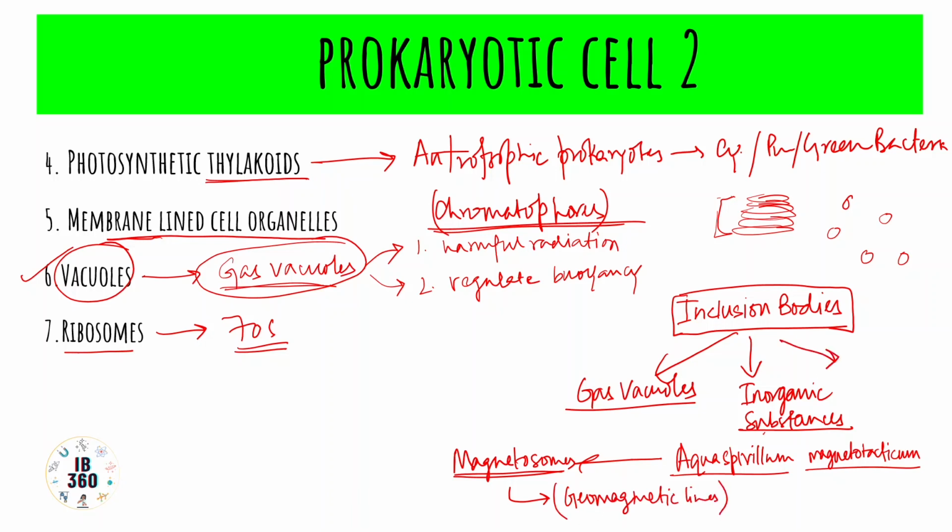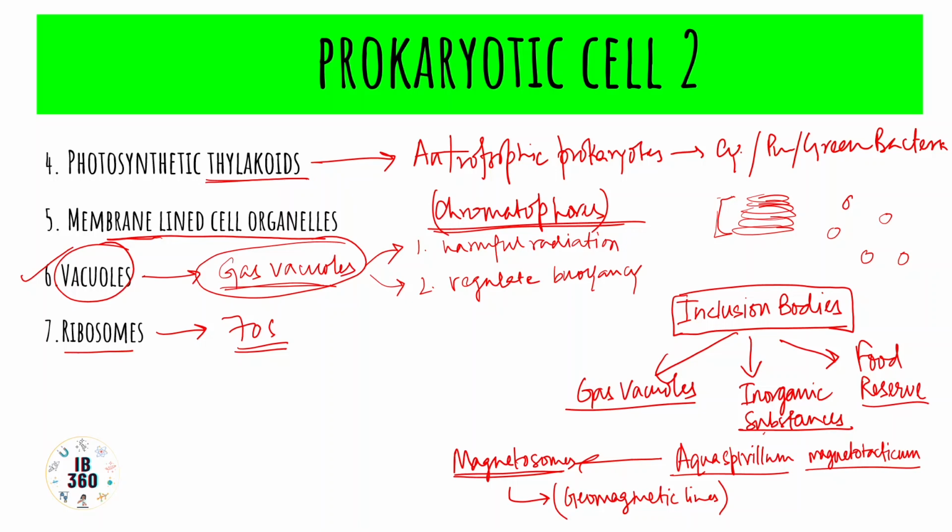The third inclusion body includes food reserves. We have already seen that in cyanobacteria there are alpha granules or cyanophycin starch, also lipid granules, which are called beta granules. And in bacteria in general, starch is replaced by glycogen. Protein granules are also found. Carboxysomes are there, which occur in photosynthetic forms.